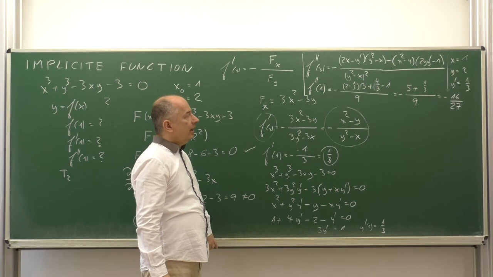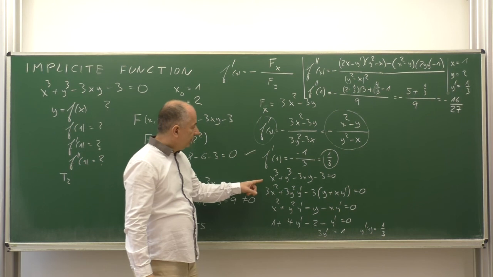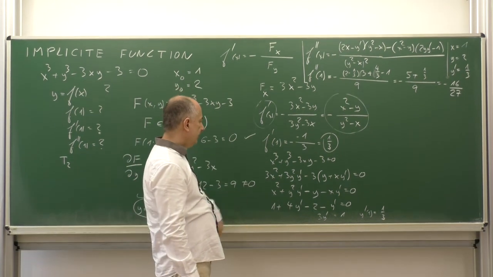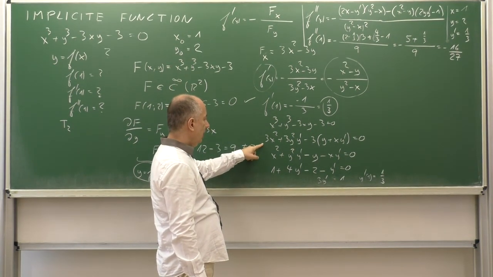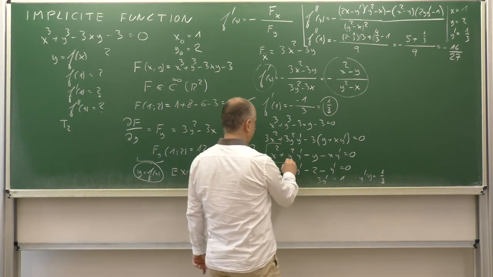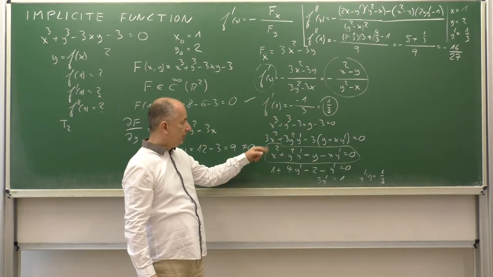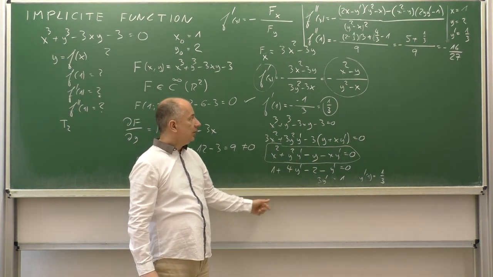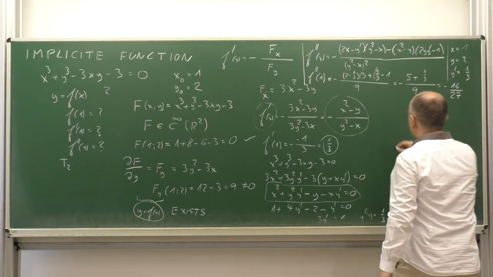Alternatively, again, we can find a second derivative by differentiating this equation twice. Here we have the result after differentiating for the first time. Then we divide it by 3, and we have this formula. If we differentiate this once again with respect to x, then we get a condition for the second derivative. Let us do this and compare whether we get the same result.